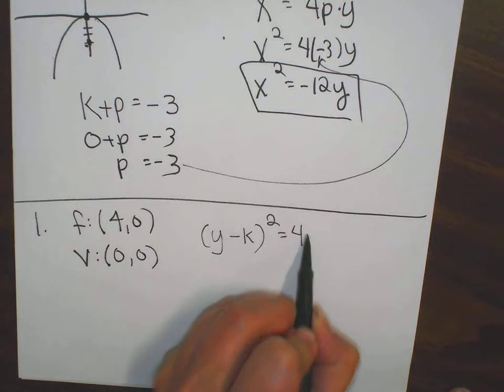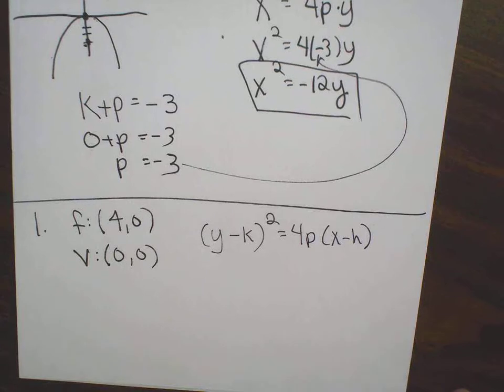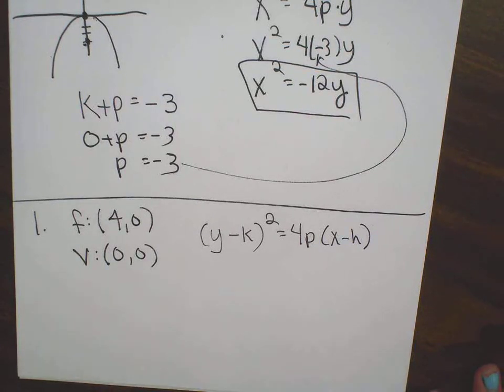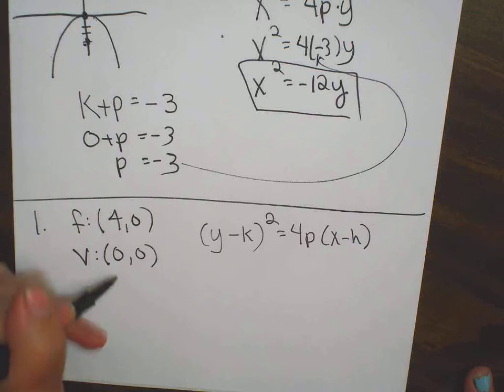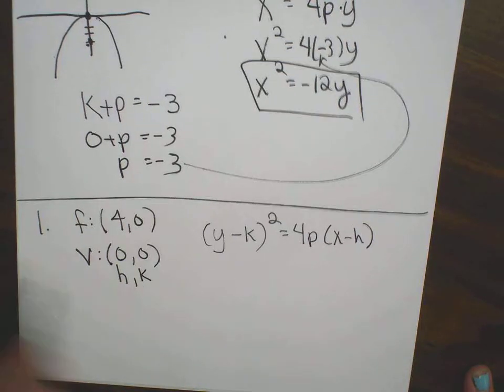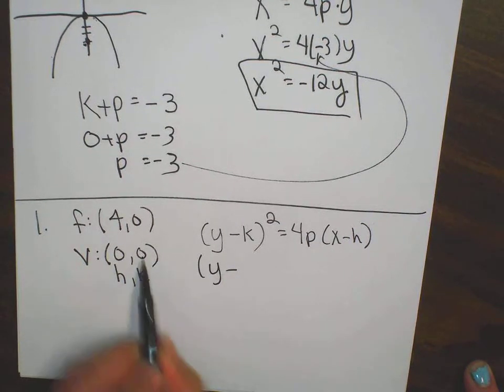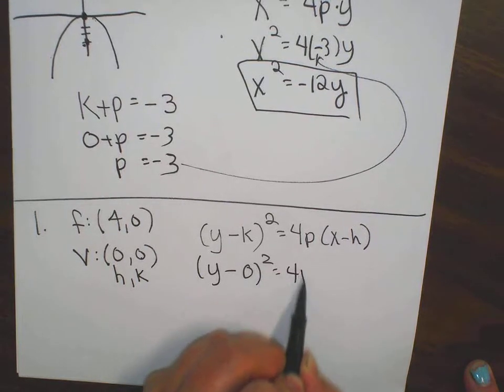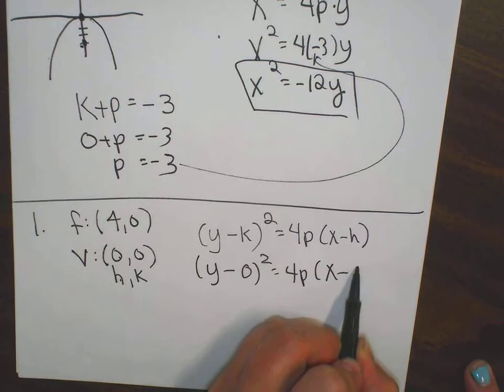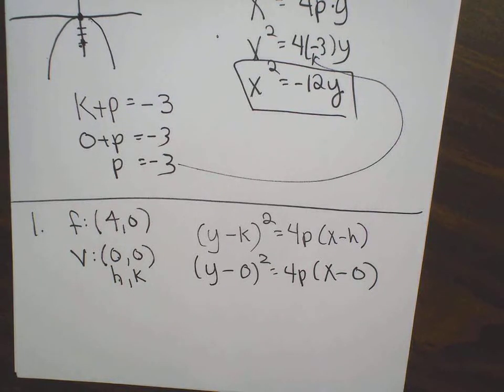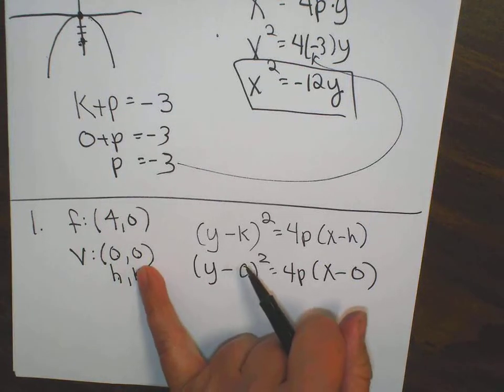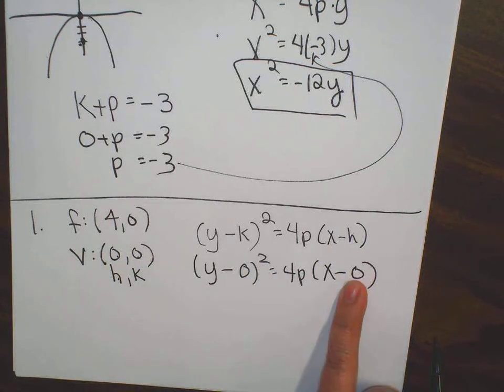So I have (y minus k) squared equals 4p times (x minus h). If we have our vertex, what do we always know? h and k. Good. So this would be y minus k is 0, x minus h is 0. Remember, when they're 0, 0, if you mess up it's not going to really do anything. But always make sure that whatever you put with the y comes from the y coordinate of the vertex, and whatever you put with the x comes from the x coordinate of the vertex.